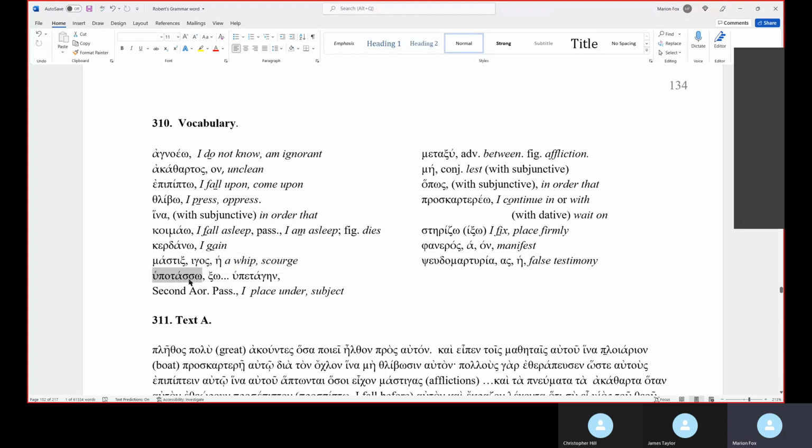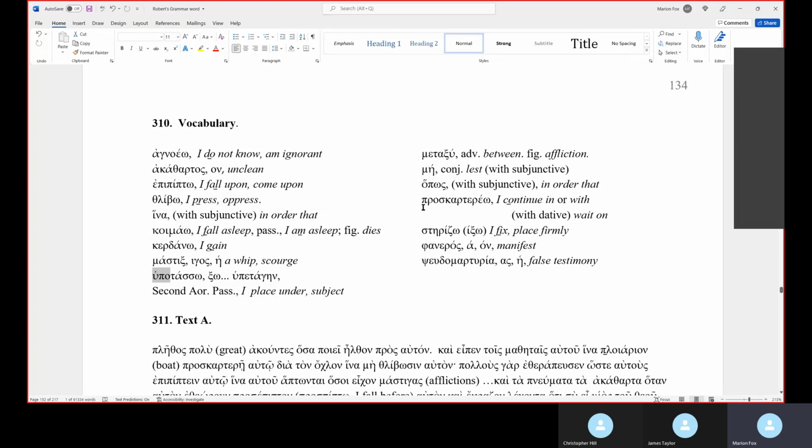Hupotasso, again, that's hupo and tasso: tasso is to place or set, and hupo is under, so to place under. And our word hypo, with the rough breathing, the upsilon becomes a y, hypo. Hypodermic is under the derma, skin, under the skin. So hypo is a prefix in English that comes from hupo.